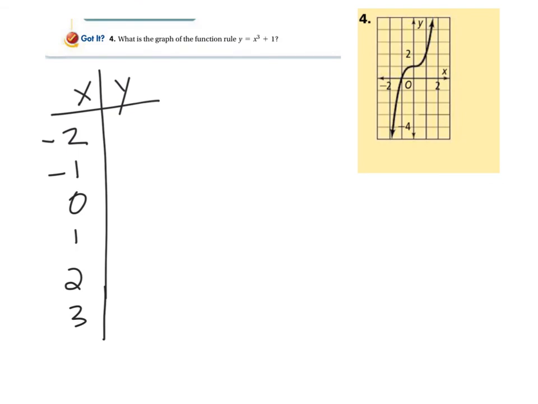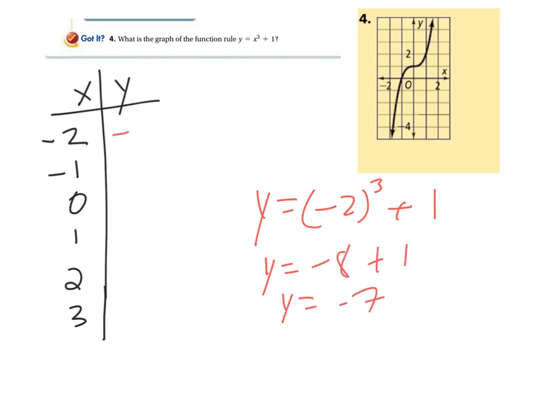Okay, so you got it here. What is the graph of the function rule y equals x cubed plus 1? So I went ahead and picked some points. Again, ones that are going to be easy to work with. And let's just start at the top here. So we have y equals -2 cubed plus 1. Don't forget to cube the negative sign. Well, -2 times -2 times -2 is -8. So y equals -8 plus 1. So y equals -7. Right? And you plug in 1, so go ahead and do the work there. -1, 0, 1, 2, 3. And let's see what you get.